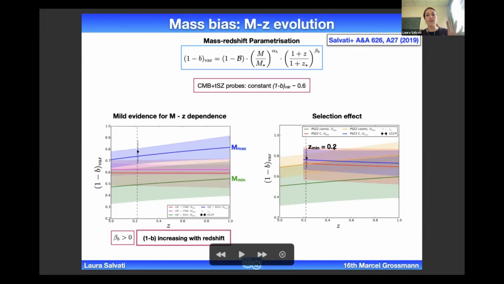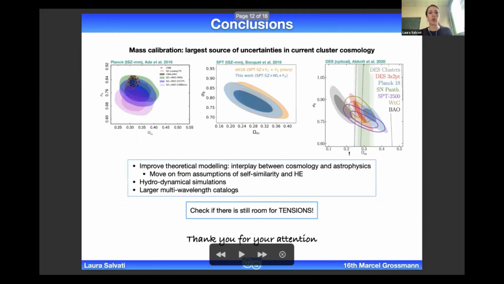Having this in mind, I think I can directly go to the conclusion, and I hope I have stressed enough for you the fact that the mass calibration is really the largest source of uncertainties that we have, at least in current cluster cosmology. I've shown you results for Planck and how different choices for the mass calibration can shift the constraints, but the same analysis has been developed also, for example, for the South Pole Telescope analysis, and a similar discussion you can find also in the recent DES papers.